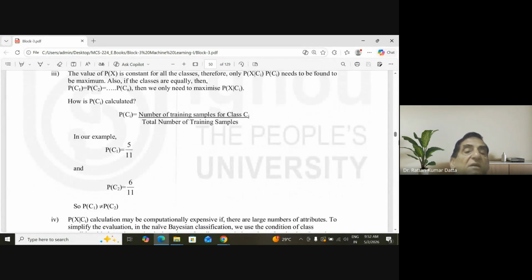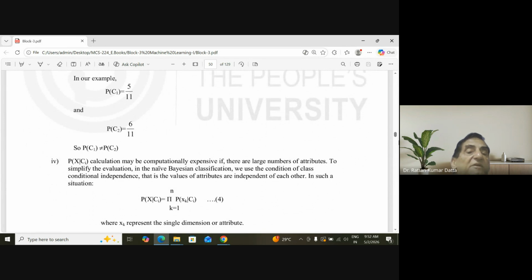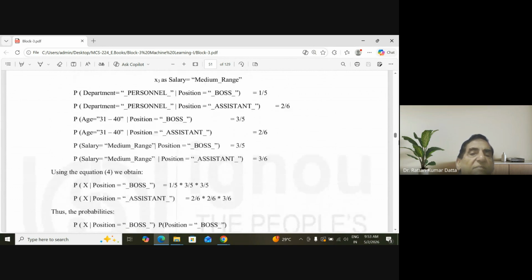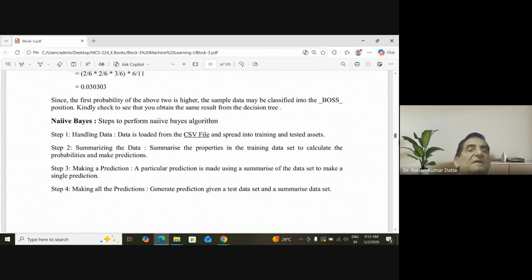So this is the number of training samples and all that. So it is 5 by 11, 6 by 11. You can just go through this. This is the age, and all that. You can see the medium range and all this. Naive Bayes, again, steps to perform the Naive Bayes algorithm. You can see handling data, then summarizing the data, making predictions, and all these things.